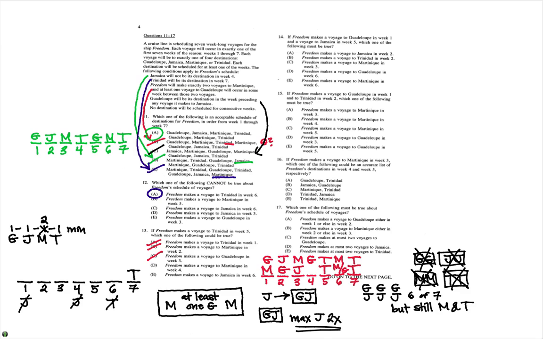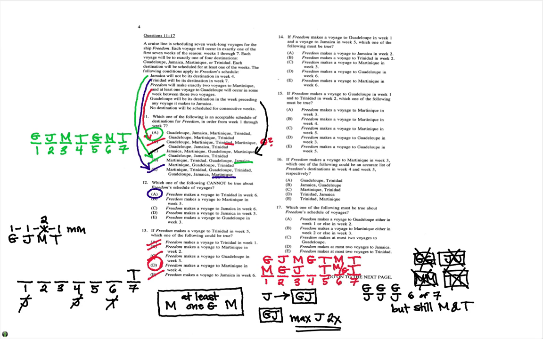D, Freedom makes a voyage to Martinique in week 4. And you notice that that is possible. We could have Martinique in weeks 1 and 4 in the scenario where Jamaica comes in week 3, so D could be true. E, Freedom makes a voyage to Jamaica in week 6, impossible. We already know that because any week preceding Jamaica must be Guadalupe, and they've told us Trinidad shows up in week 5, so E is out, and again, D would be the correct answer.